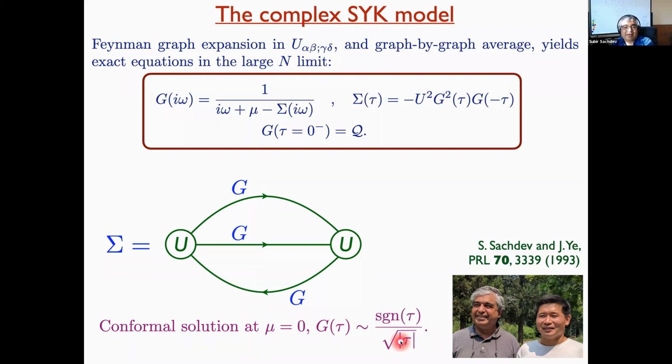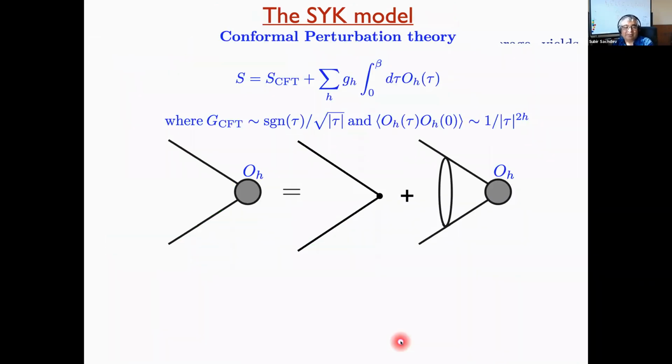One of the questions you can ask then, which is also simple to work out, is what are the corrections to this? The way you can think about this is from a bootstrap point of view, doing conformal perturbation theory. You imagine that your low energy action is the conformal action plus some perturbations.